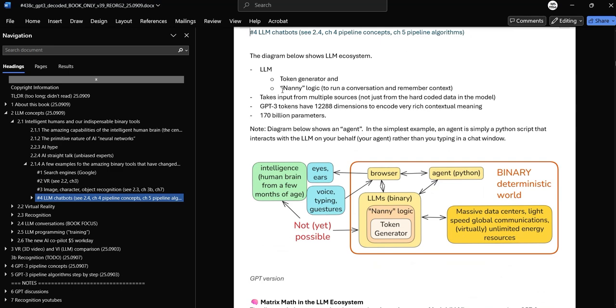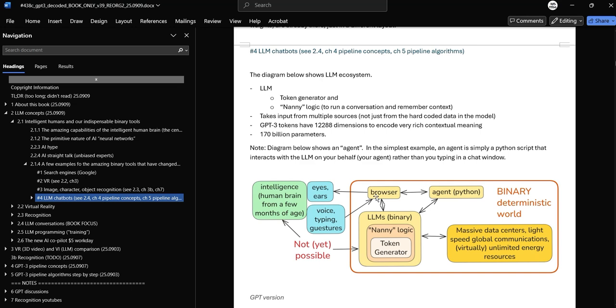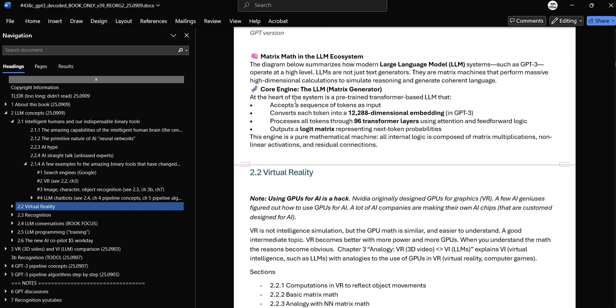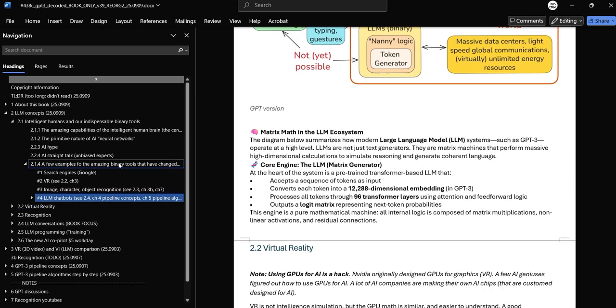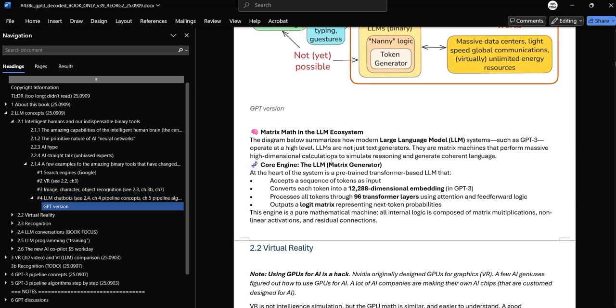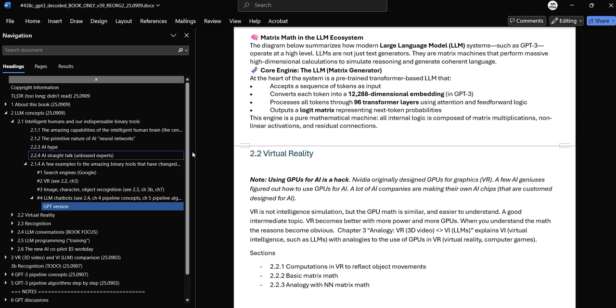Then we have the chatbots, like what I'm talking about, LLMs. And this is my main diagram about the chatbots, the different parts. And then I left in some stuff from GPT. So, yeah, that's it.